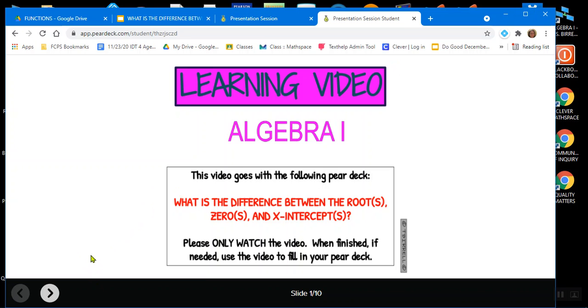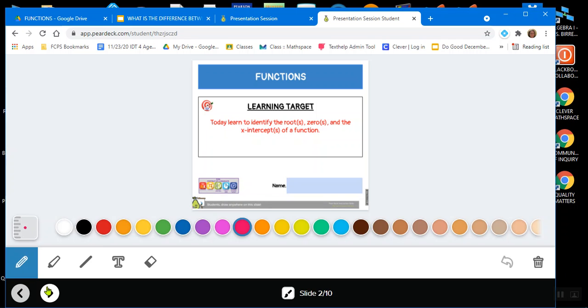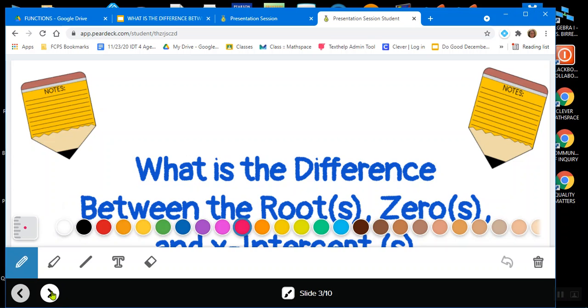Today we have a learning video on what is the difference between the roots, zeros, and x-intercepts. Remember, try to just watch the video and when you're finished, if needed, use the video to fill in your pair deck. So our learning objectives for today are, today you will learn to identify the roots, zeros, and x-intercepts of a function.